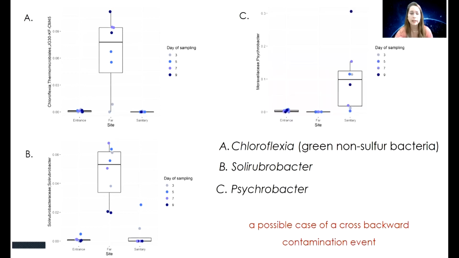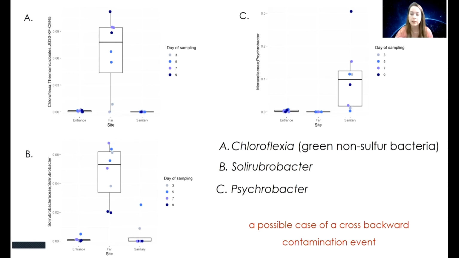An interesting case is of a member of the Moraxellaceae family, the genus Psychrobacter. This one presented a possible case of a cross-contamination event, which means it was taken from inside the habitat to the outside, and then back again inside the habitat. This genus was found with low relative abundance in the before samples taken on the third day, and upon return to the habitat from an EVA, it was found in much higher relative abundance.